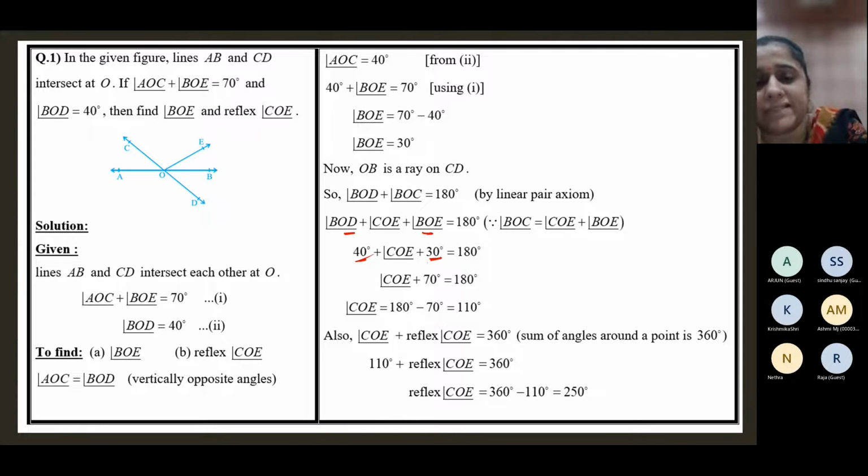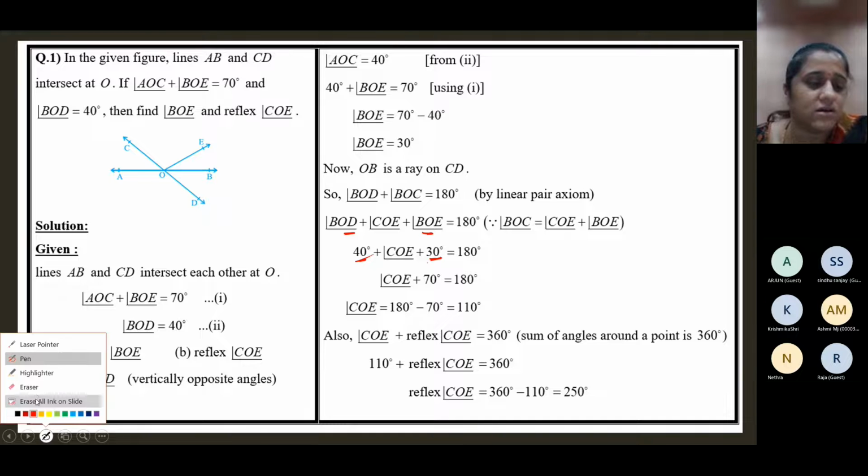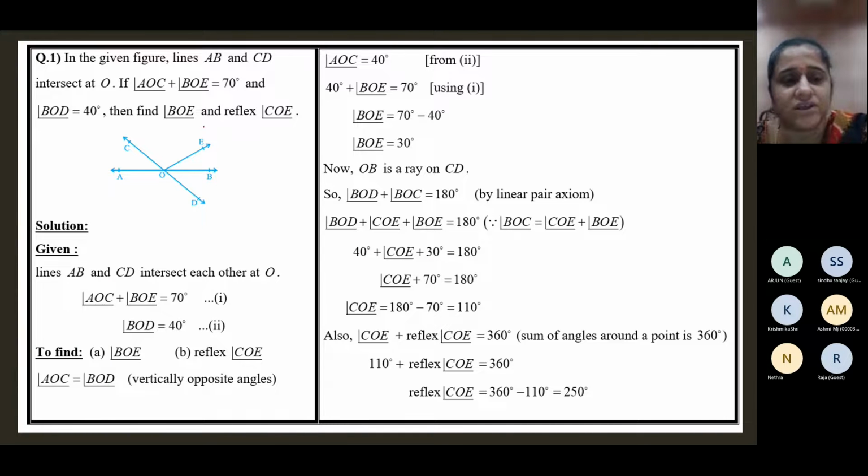Okay. So you can take anything as a ray, children. It's not that you should take only OB as a ray. You can even take OE as a ray. Now tell me, CD is a straight line. OE is a ray. Then what will you write?